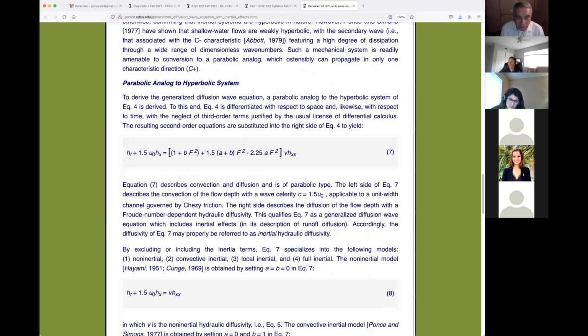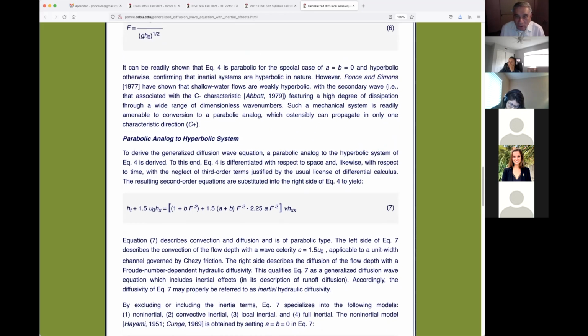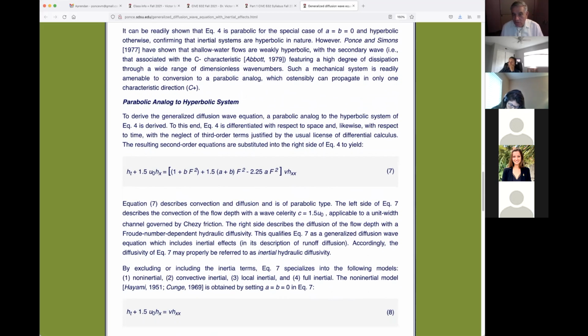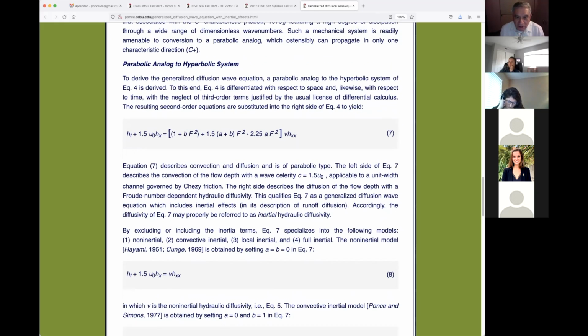So now we do some more math in here. To this end, equation 4, which is over here, is differentiated with respect to space and likewise with respect to time. With the neglect of the third order terms, justified by the usual license of differential calculus, we usually neglect the third order. We say third order is very small. The resulting second order terms are substituted in the right-hand side to yield the following. Like I said, I repeat, you can re-derive all these equations on your own. I'm not deriving them, I'm just saying this is the way it's done.